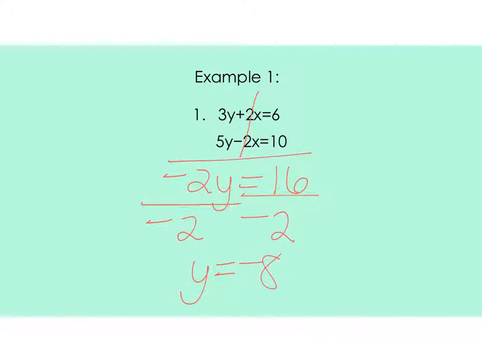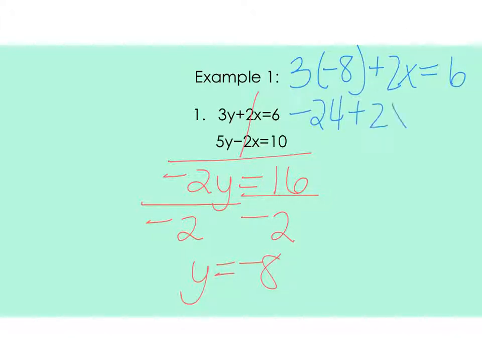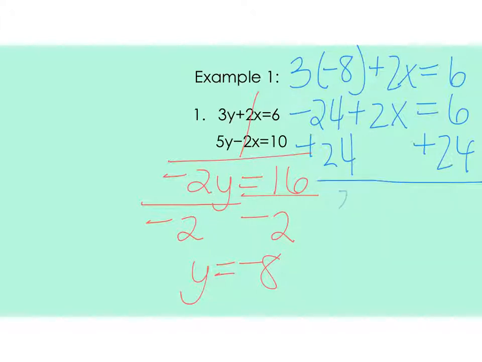So if you were to choose the first equation, you would do 3 times negative 8, which is your y, plus 2x equals 6. So 3 times negative 8 gives you negative 24, plus 2x equals 6. And now you just solve like a regular equation and add the 24 to both sides of the equation. And you'll get 2x equals 30. And if you divide by 2, you'll get x equals 15.